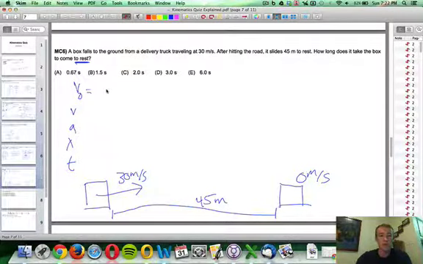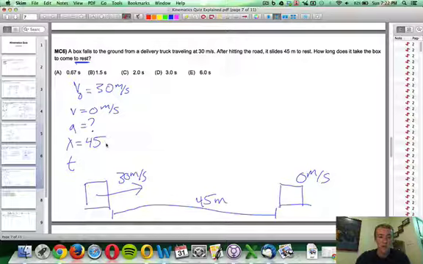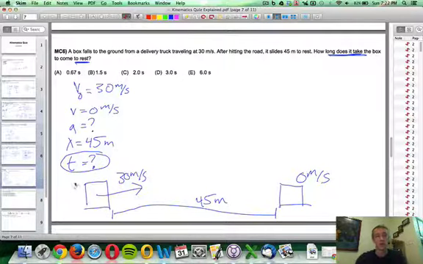Alright, starting out, velocity is 30 meters per second, technically to the right, or to the positive in my picture. Final velocity, 0 meters per second. Remember, it comes to a rest. Acceleration, we don't know that yet. Final position is 45 meters away from where it started. And the time it takes, we don't know that either. That's what we're looking for. How long does it take? That means how much time passed for that to come to a stop. Ultimately, we're solving for time.